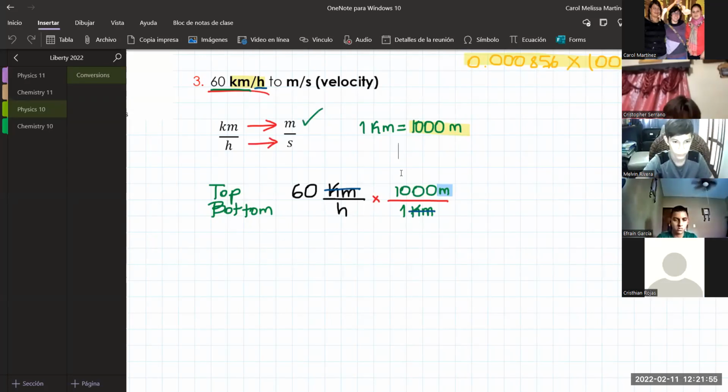But we also need to convert from hours to seconds. What is the conversion factor between hours and seconds? How many seconds do you find in 1 hour? 3,600.